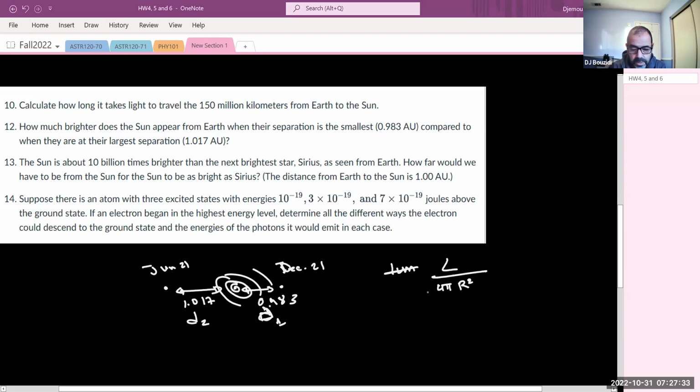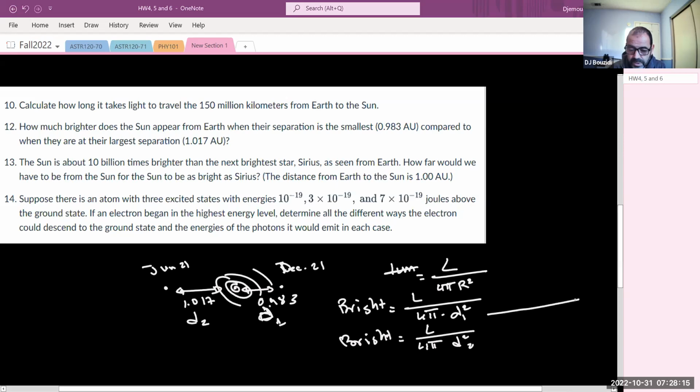Okay, so now I need to take this number and compare the luminosity, the brightness. So this is the brightness. When it's close, it's going to be the entire luminosity, so that's 10 to the power 26. We really don't need that number for this particular problem. Divided by 4 pi times the distance, and the distance I'm going to call D1, squared. So this is in December, and in June it's going to be 4 pi D2 squared.